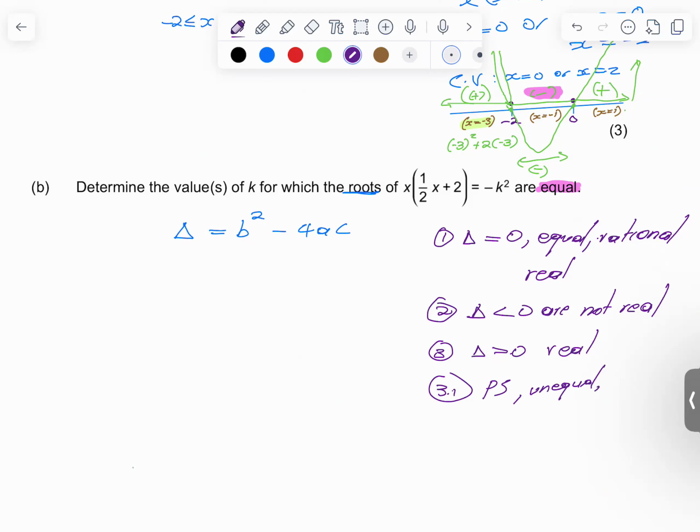As well as rational. However, if the roots are not, which is 3.2 now, if the roots are not perfect square, or basically if the value of delta is not a perfect square, then your roots will still be unequal, but they will be irrational.